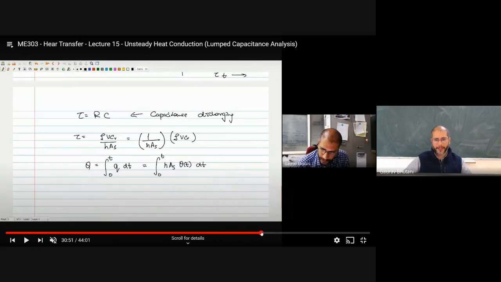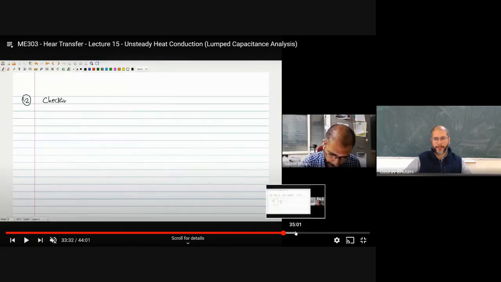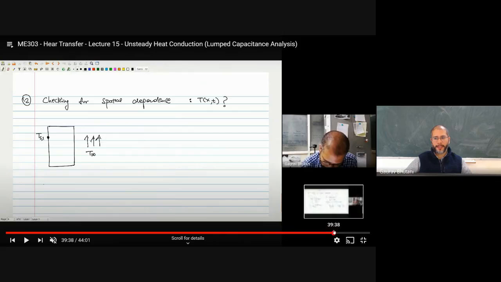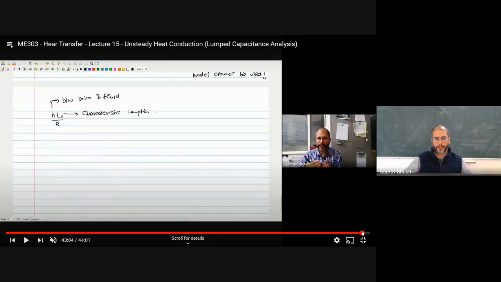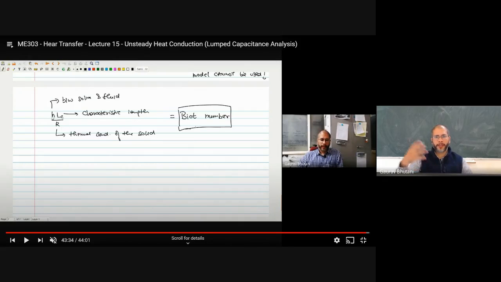So we analyzed that a bit, and then we moved on to the discussion where we were not sure whether this analysis can be used or not. So we defined a new non-dimensional quantity called the Biot number, which is the ratio of h L_c by k, h being the heat transfer coefficient between the body and the fluid that's either heating or cooling it, L_c being a characteristic length that typically is taken as the length in the body across which the temperature difference exists, and k being the thermal conductivity of the solid body.